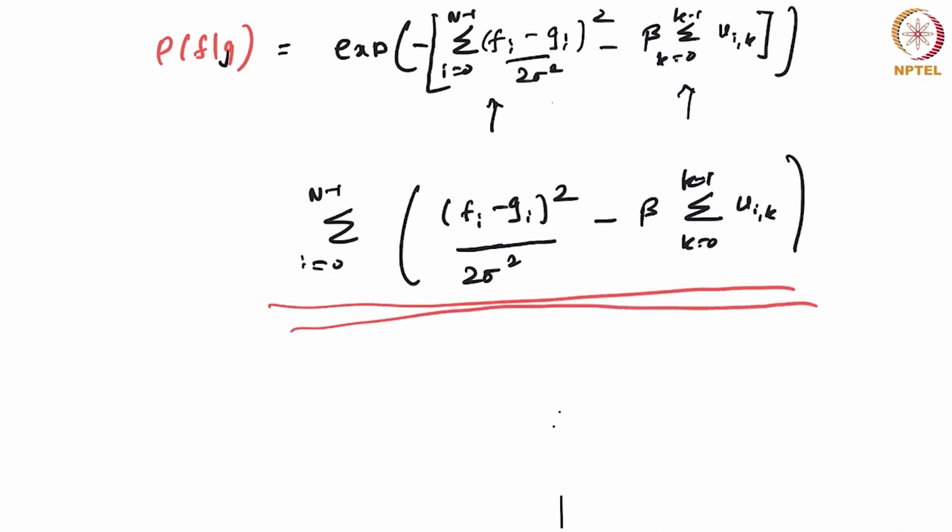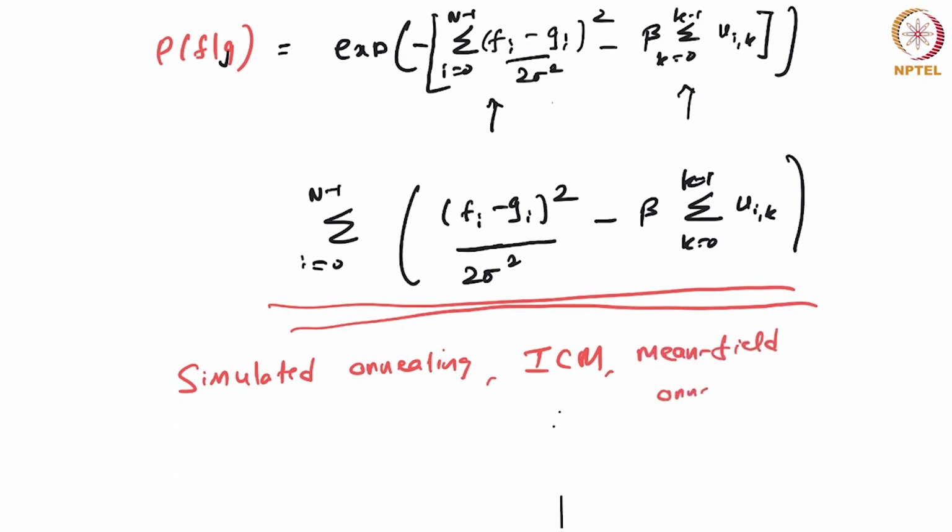There are many techniques for doing this optimization. One is called simulated annealing. The other one is called the ICM technique. There is also mean field annealing. The reason why there are so many techniques is because this optimization problem is hard. That primarily comes from here, and of course the size of the problem is also big, right? Because we are trying to estimate Fi, pixel by pixel.